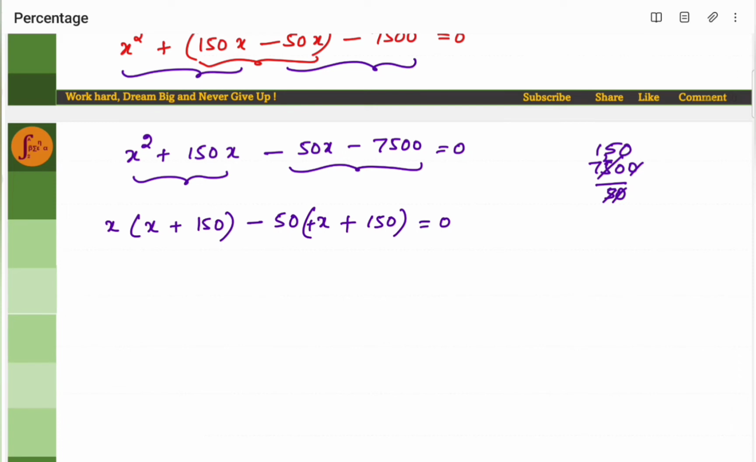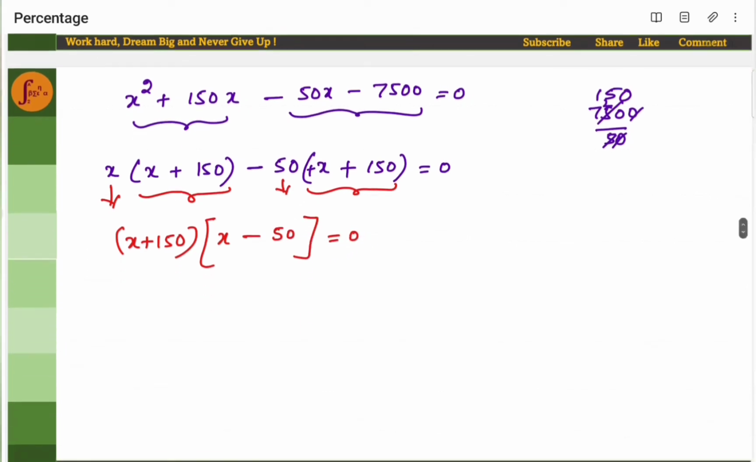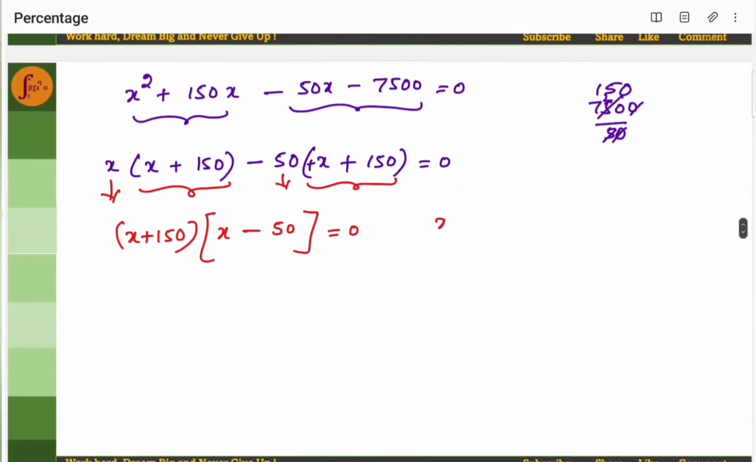Okay. Now if you notice this, x plus 150 is common again. So again I can take common. I'll take x plus 150 as common. What is left? x is left here, and here 50 is left, minus 50. This is equal to 0. So we got two terms, x plus 150 and x minus 50 is equal to 0. This means x is equal to minus 150 and x is equal to plus 50.